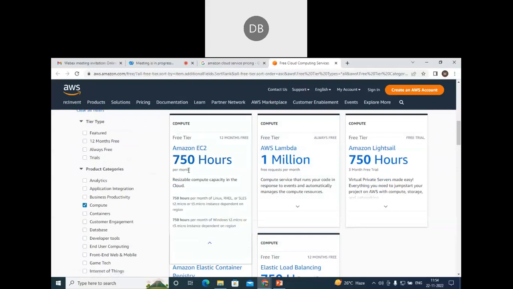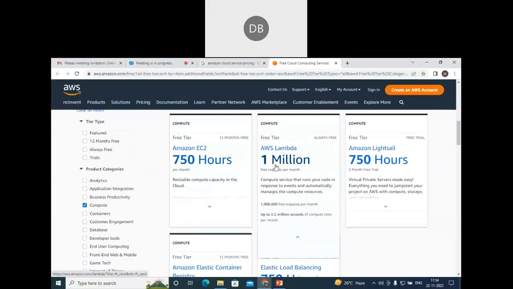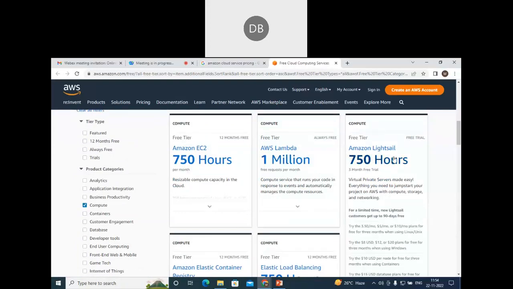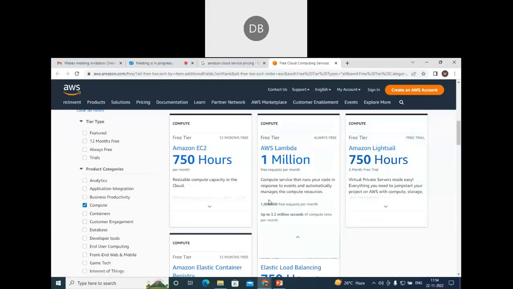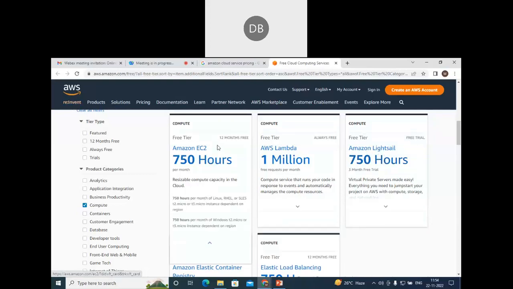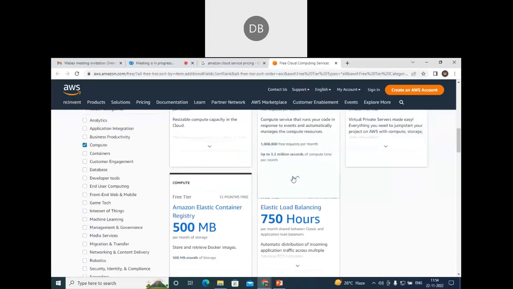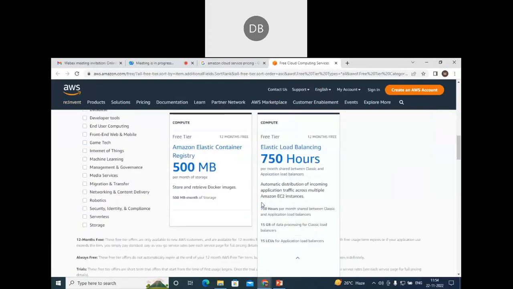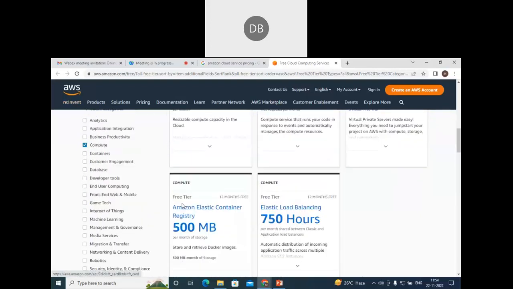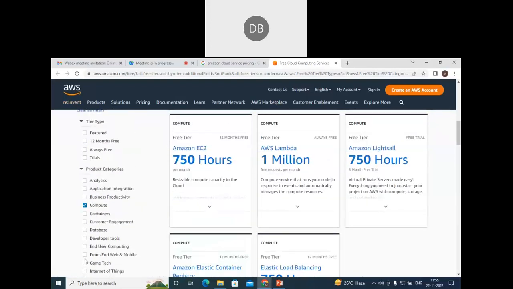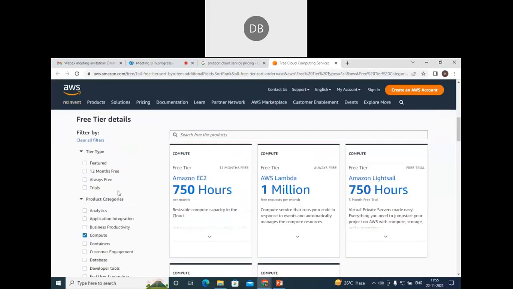Suppose you go to the Amazon website for Amazon Web Services, AWS Cloud. It offers free trials, meaning you can use the cloud free for some part. Amazon also provides 12-month free cloud services, then always-free cloud services. This is the pricing detail which Amazon provides you.